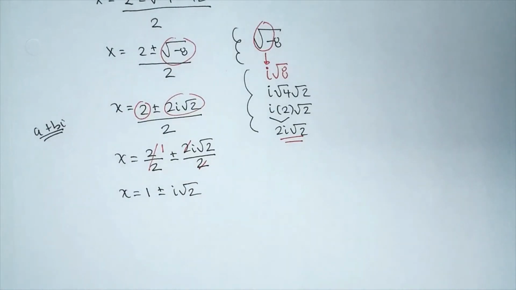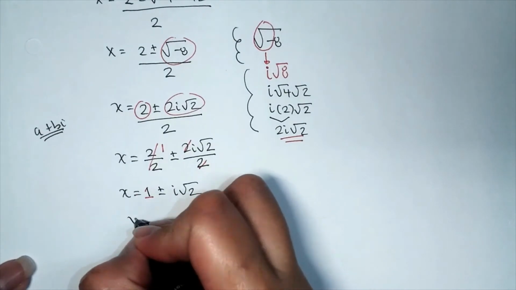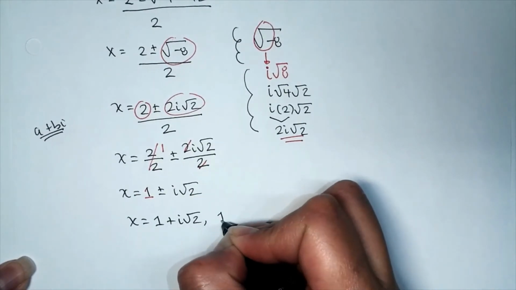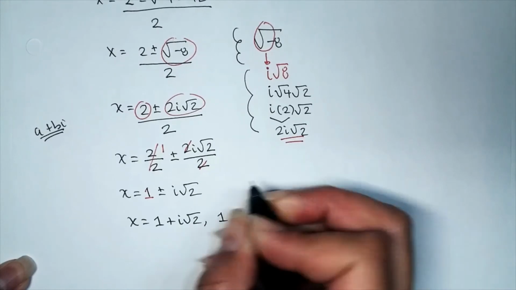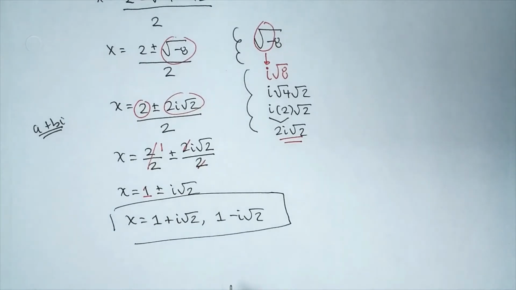So that's it. Let's just get our full credit and write our answer without the plus or minus. So one solution should read 1 plus i times the square root of 2, and the other solution should read 1 minus i times the square root of 2.